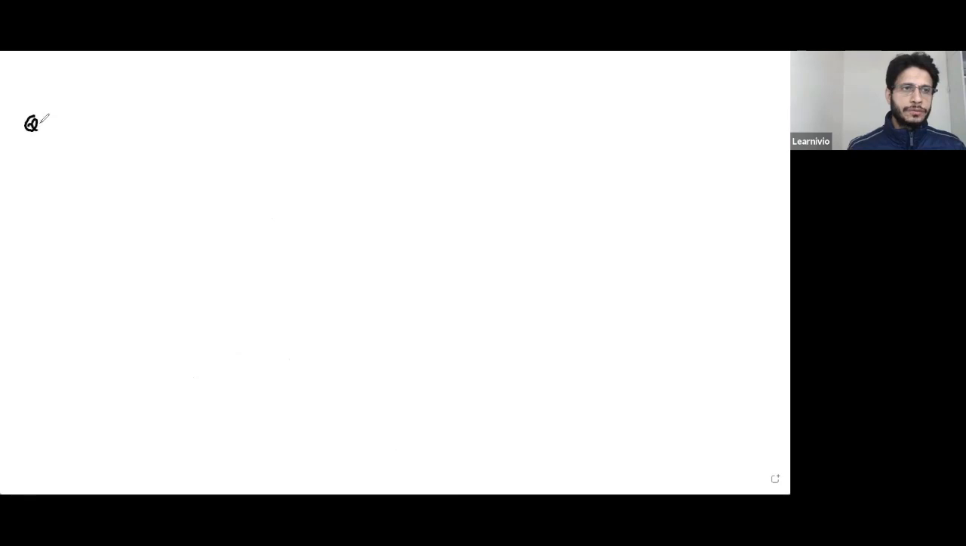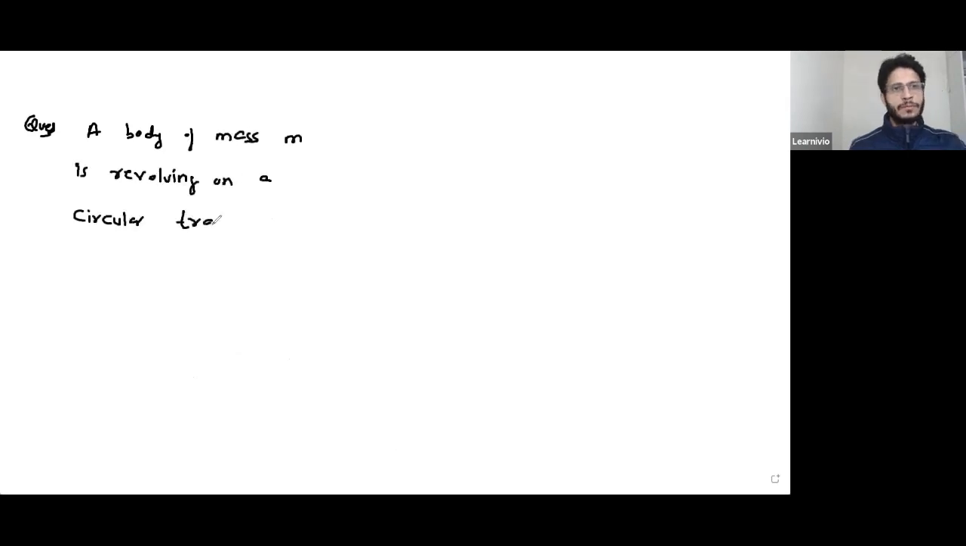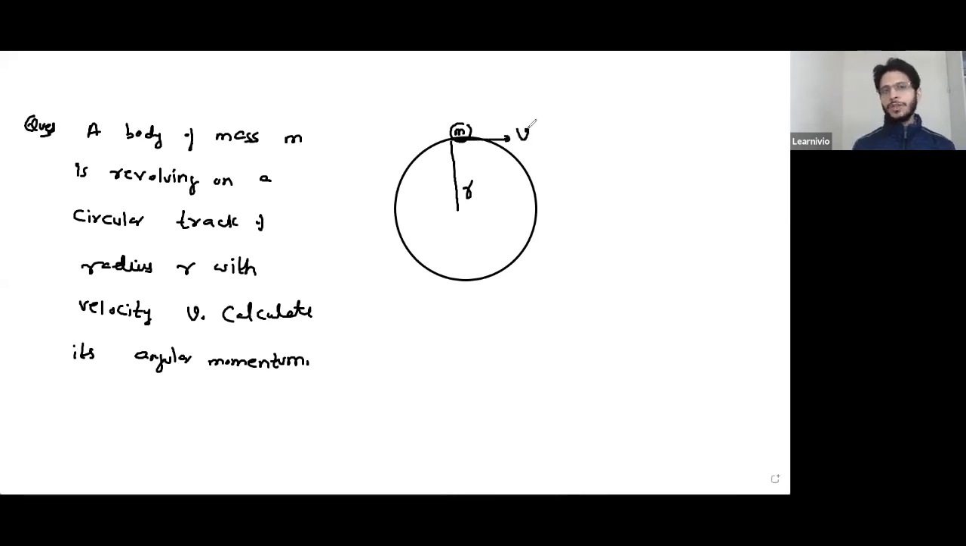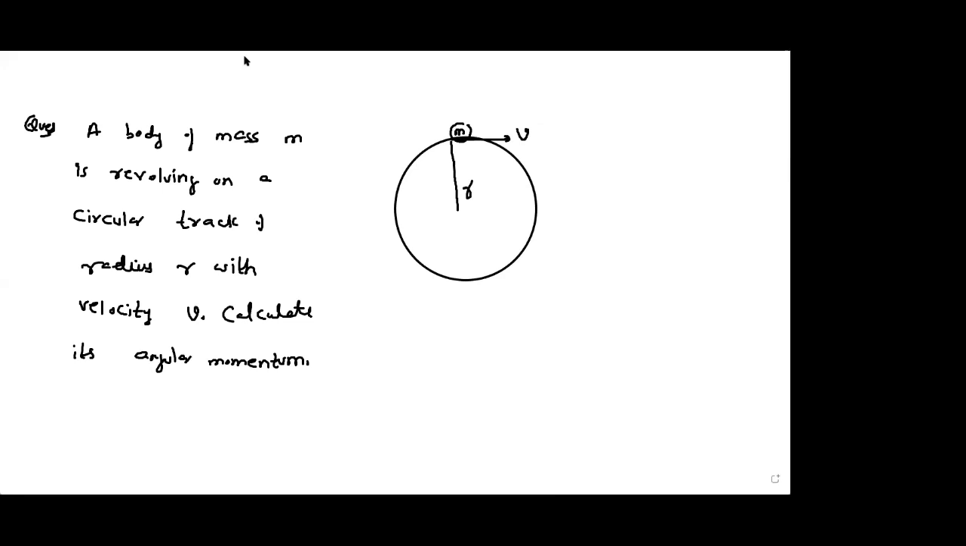Okay, solve this question. A body of mass m, calculate its angular momentum. So this is your circular track. The mass of the body is m. The radius of the track is r. The body is moving with a velocity v. It's a very easy calculation. First calculate momentum, decide the direction of momentum, and then solve rp sine theta. It's hardly a 3-step calculation.